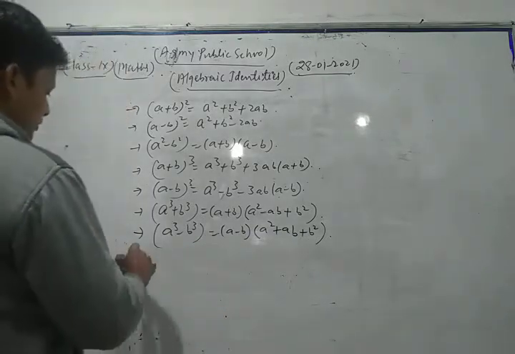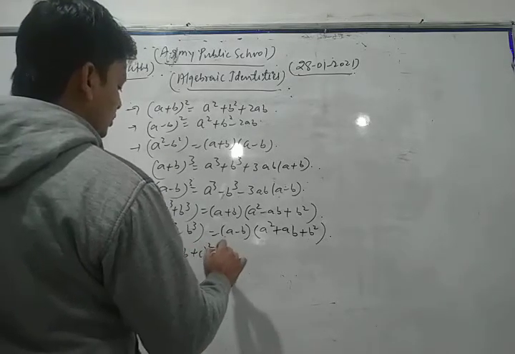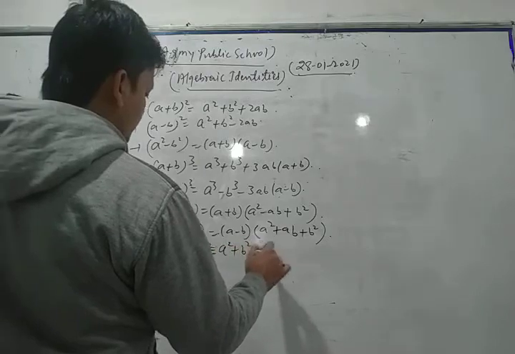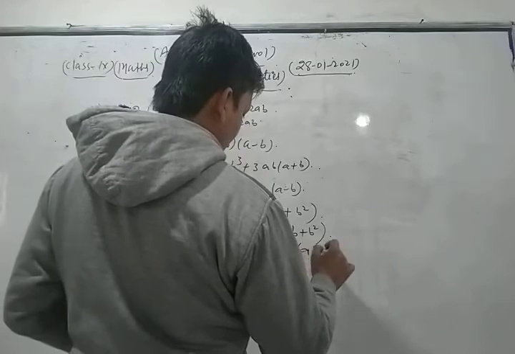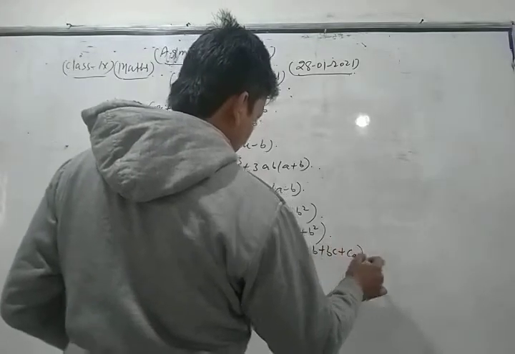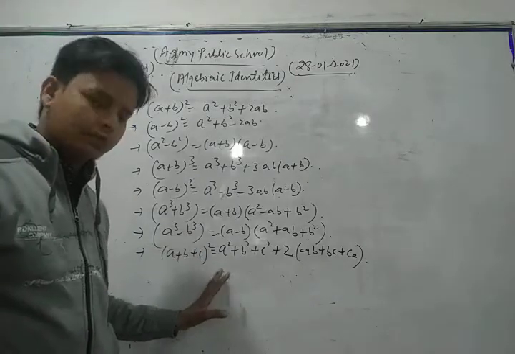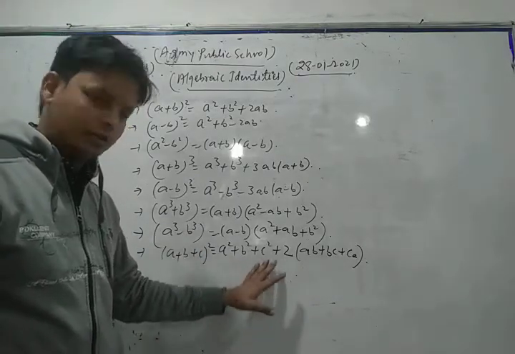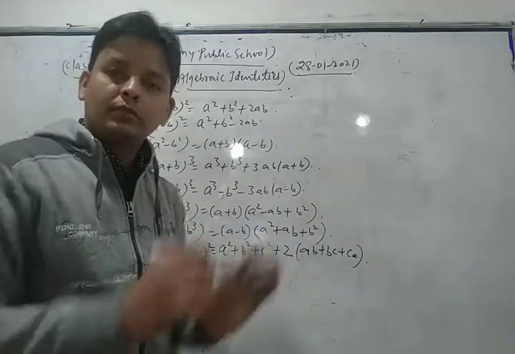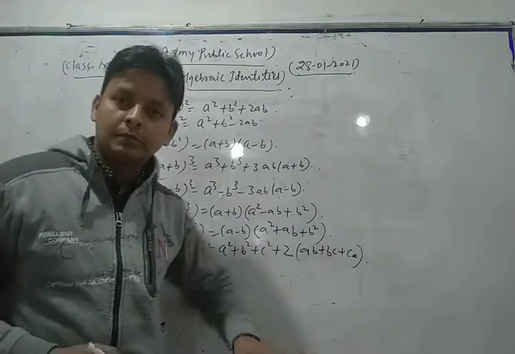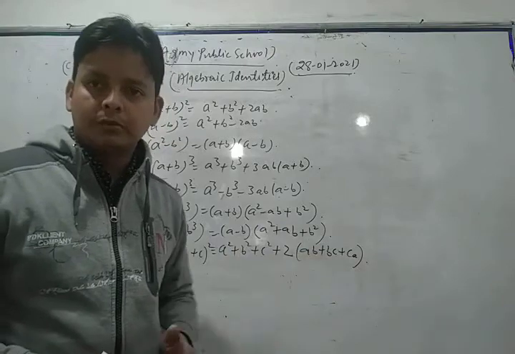Now next one is (a plus b plus c) whole square, which is equal to a square plus b square plus c square plus 2 times (ab plus bc plus ca). This is one of the most important identities of your syllabus, and there are so many questions based on these algebraic identities in your chapter.